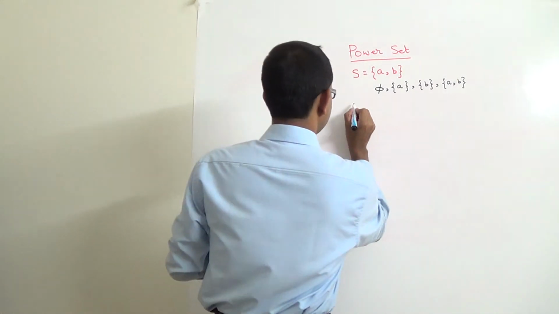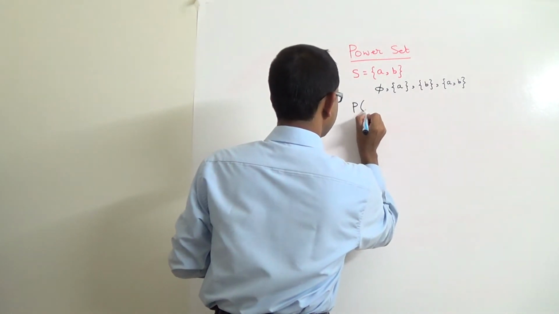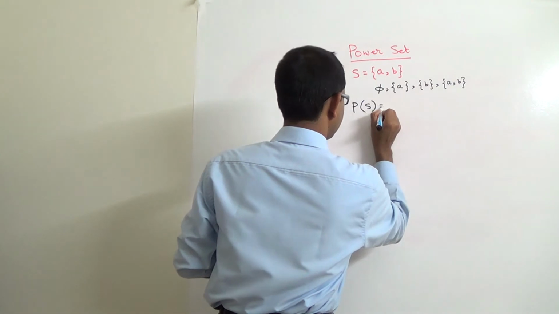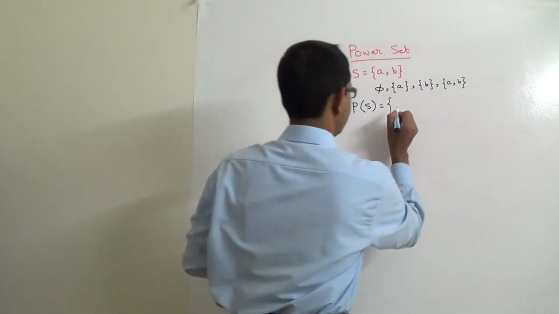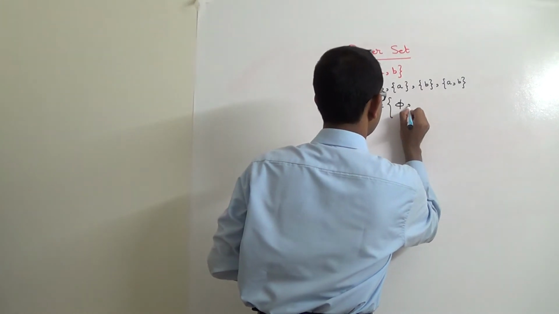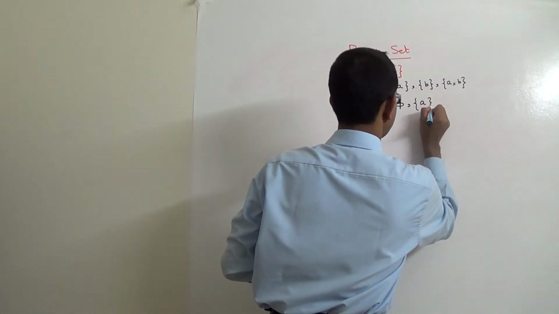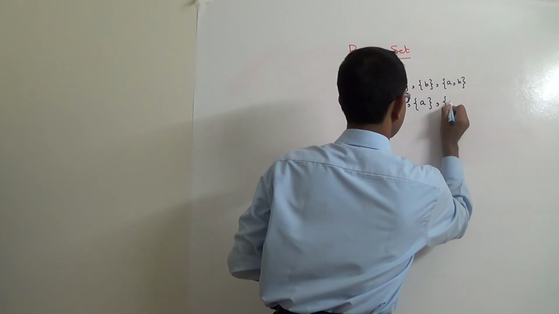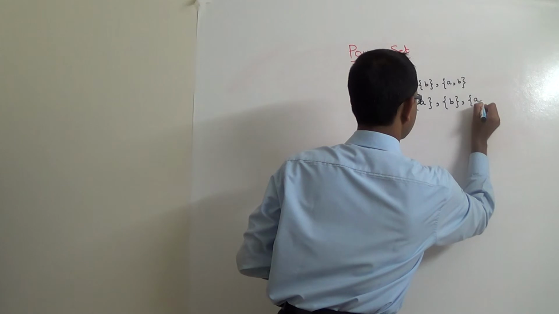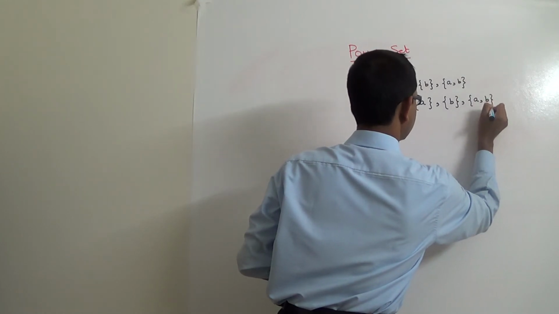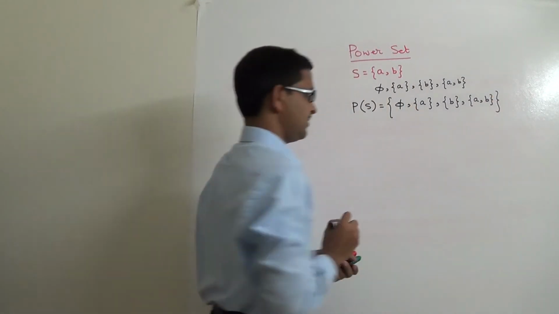So, power set is denoted by P of that set S. So, P of S should contain these elements: phi, A, B, and AB.